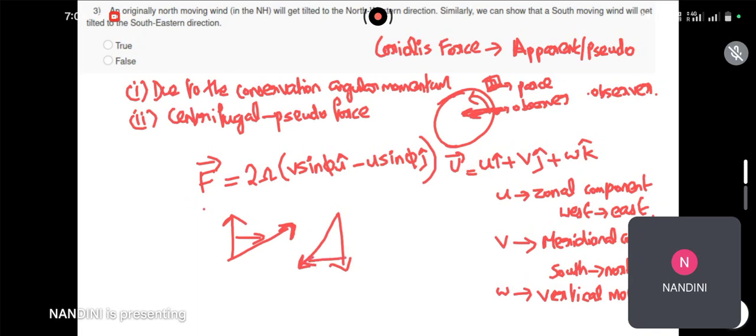So coming back to the question, it says that an originally not moving wind in the northern hemisphere, not moving in the sense that it is just starting to move, will get tilted to the northwestern direction. When the wind starts moving, it has a meridional component of wind, and because of the Coriolis force, it will get tilted to the northwest direction. So this is the northbound moving wind, and this is the northwest wind. Similarly, a south moving wind will get tilted to the southeast direction.